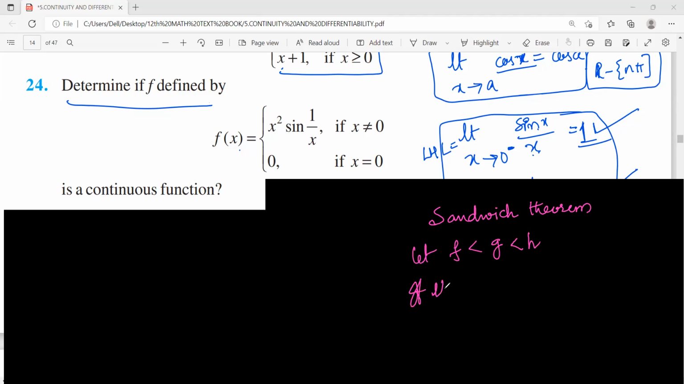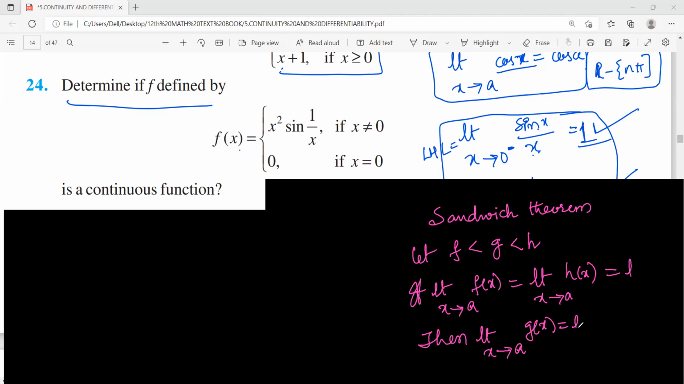If the limit as x tends to a of f of x equals the limit as x tends to a of h of x, equal to L, then the limit as x tends to a of g of x is also L. This function is tending to L, that function is tending to L, and g lies between them, so g also tends to L. Here the limit as x tends to 0, from 0 minus and 0 plus, of x sine 1 by x.